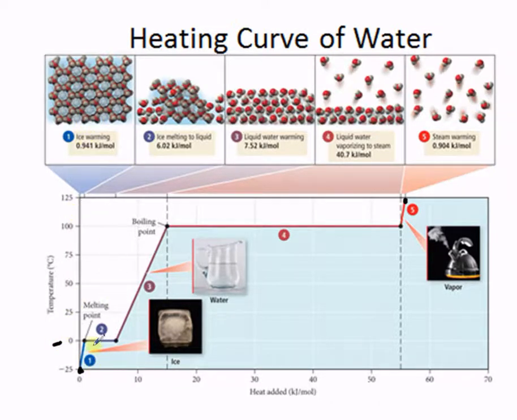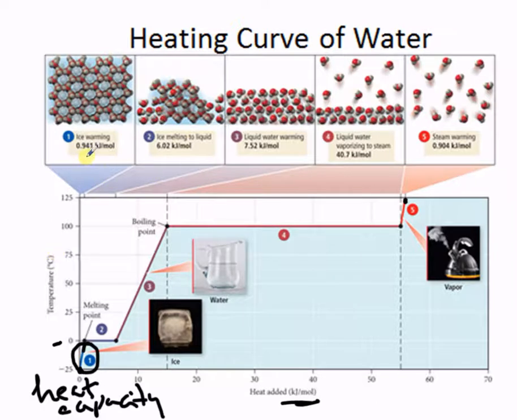And of course, this increase over here will only depend on the heat capacity. So here you have the heat capacity of the ice, and depending on the amount of ice, you will need that energy. So let's say that we are now talking about 1 mole of ice. So the amount of heat required for 1 mole of ice would be about, we see here, about 0.941 kilojoules, right?